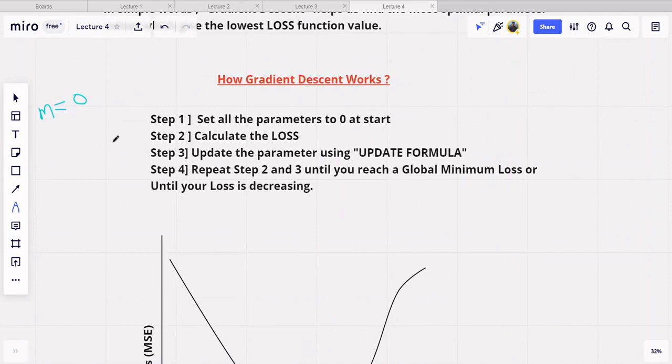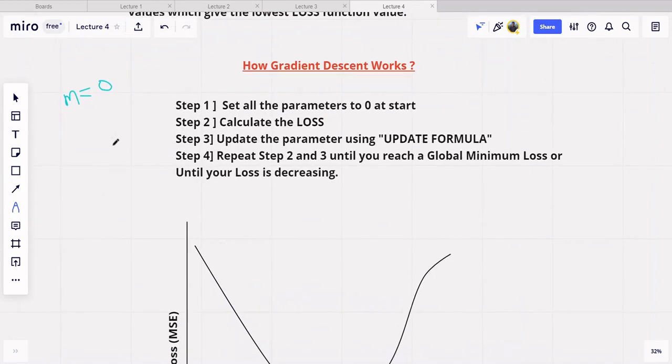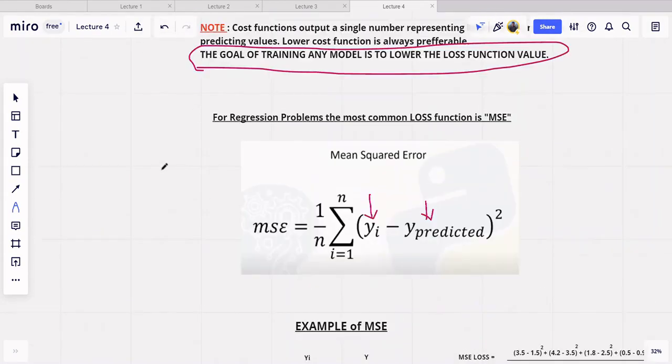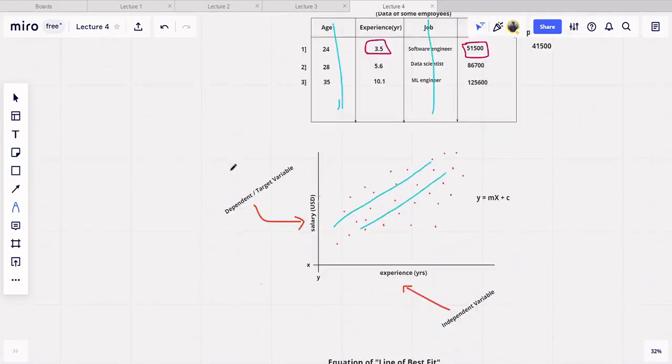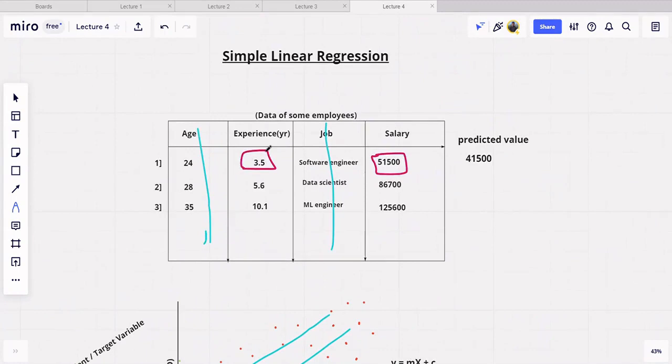Now we'll calculate the loss function for our algorithm, for a model. How do we calculate the loss function? We try to predict all the values that we have. For example, in this case we are trying to predict salary given experience. So we give all this salary data to the model, and we tell the model to predict the values for salaries.